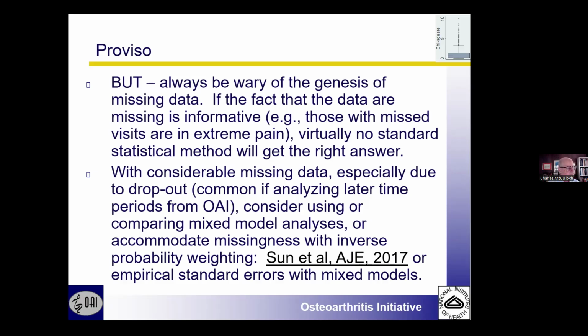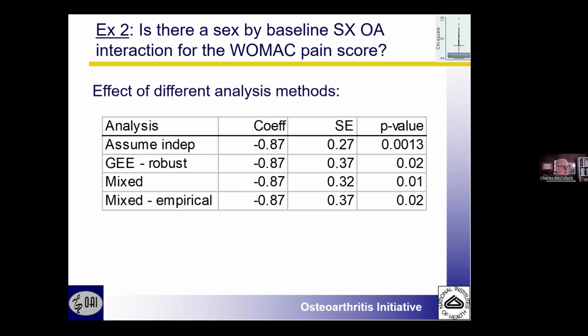All right, here's going back to example 2 and comparing these different analysis methods. Again, is there a sex by baseline symptomatic OA interaction for the WOMAC pain score? Assuming independence, that's incorrect analysis. GEE with the robust option turned on, mixed model plain, mixed model with the empirical standard errors turned on. The estimates are all the same. The standard errors vary by a fair amount. You can see the p-value is pretty drastically too small for assuming independence.